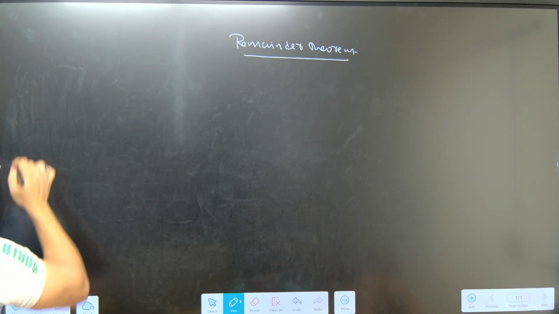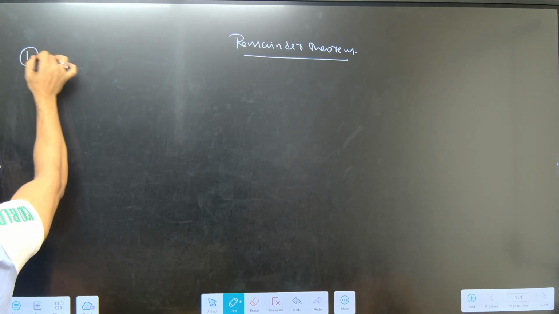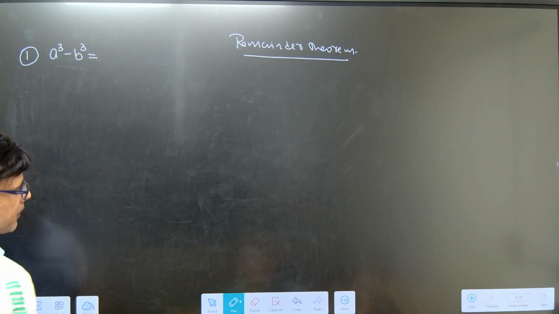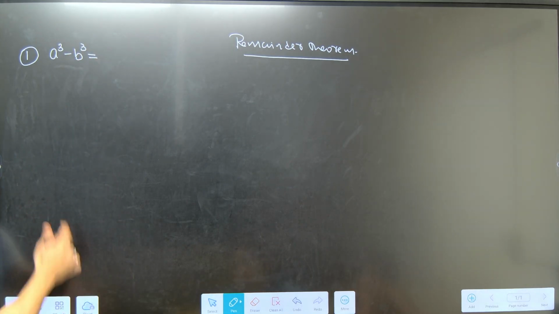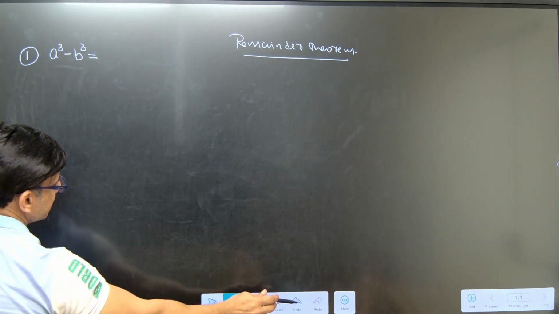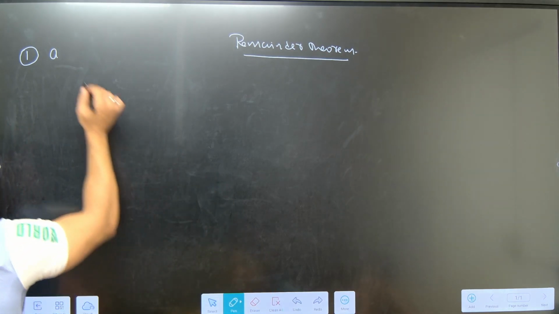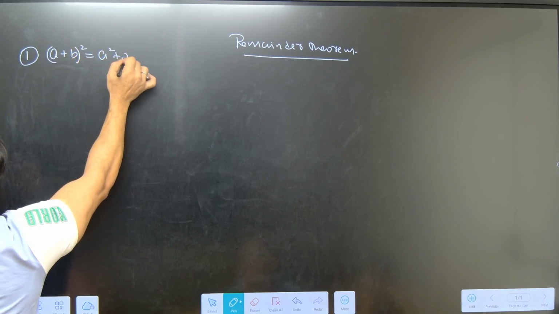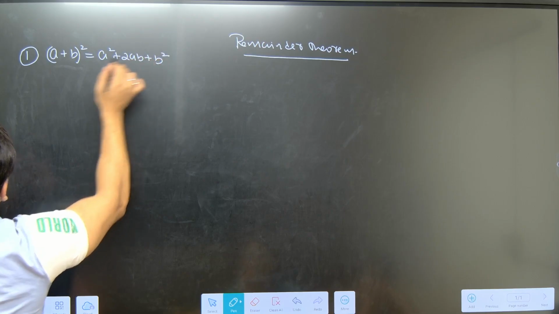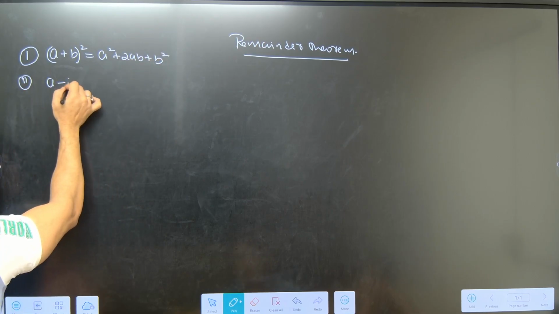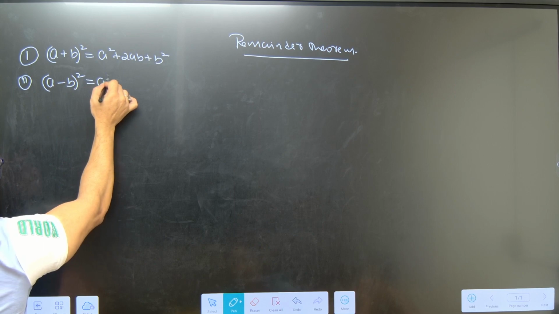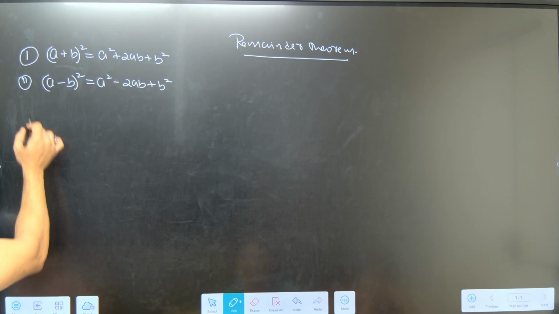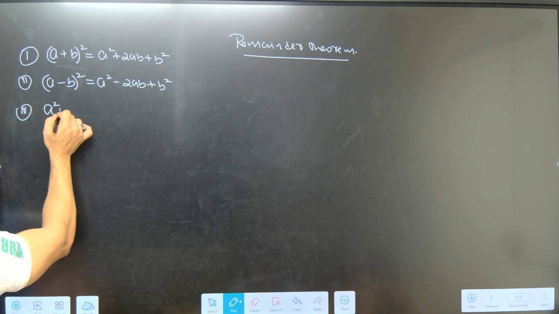Before we move on to understand a few more things, first, do you know what a cube minus b cube is? The formula. Okay. Write down all these important ones. What is a plus b whole square? I think you know this, right? And we definitely know what a minus b whole square is, right? Plus b square. Then a square minus b square.